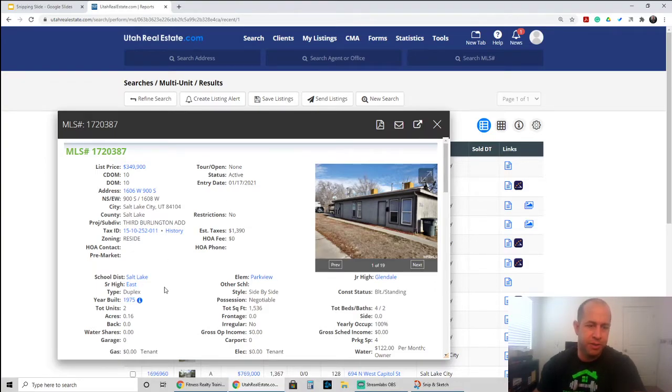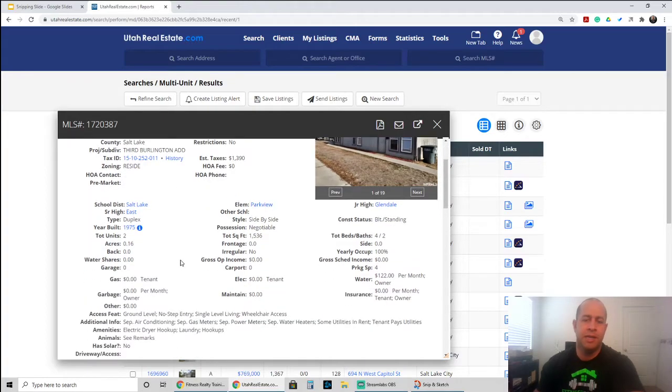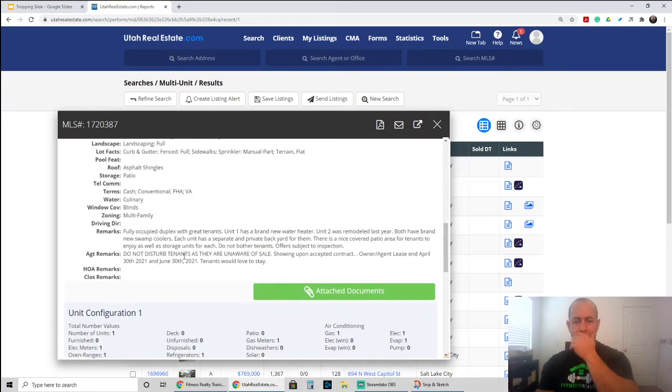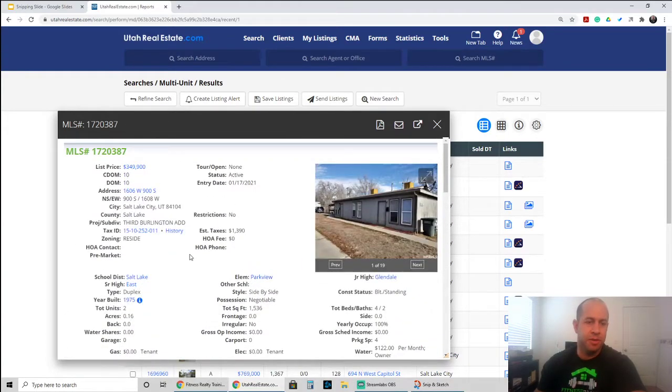This is a duplex in Salt Lake County. They have it listed at 350, 10 days on the market. You guys know right now is so hot that at 10 days, either there's something really wrong with this thing, or the price is just too high, or they just haven't found the right contract, something like that. Okay, let's go up here. Just remember these key pieces here. We're going to be utilizing those for our numbers.